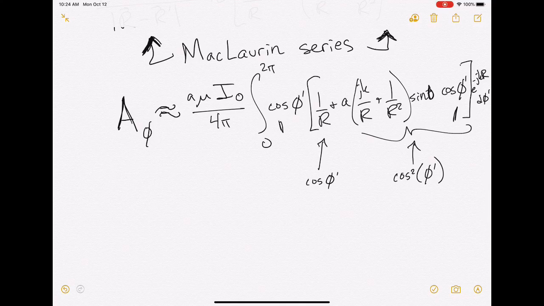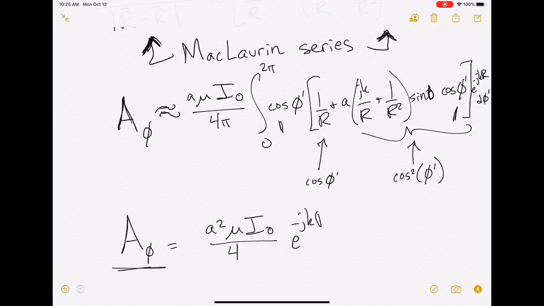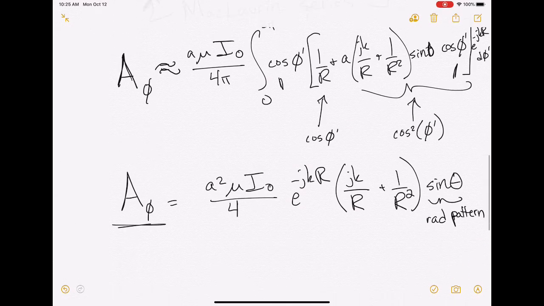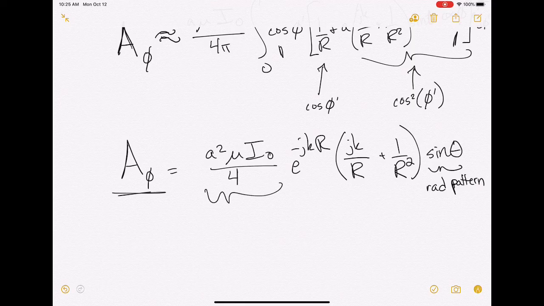The result of this whole thing is that the magnetic vector potential, again, only has a phi component, and that phi component is equal to a squared mu I naught over 4, e to the minus jkr, times jk over r plus 1 over r squared, times sine theta. So look at that. This sine theta is going to be the radiation pattern term, because that gives you the angle dependence. Everything else here is an amplitude term. So things like this part and these parts are going to tell you about the radiation resistance.